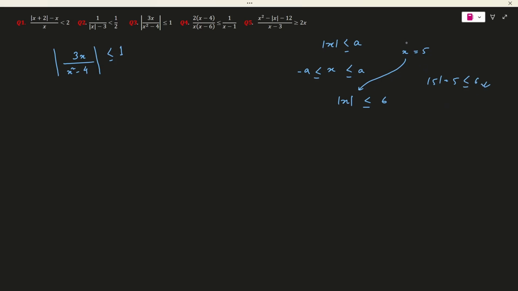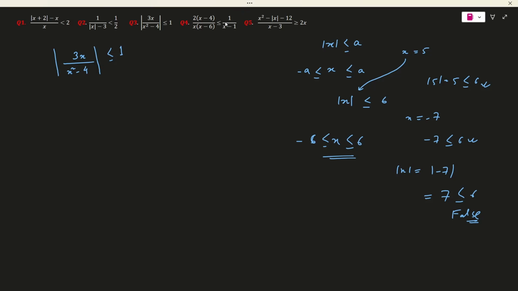But if you take x is equal to, suppose, minus 7, minus 7 is less than or equal to 6, which is true. But what about mod x? Mod x will be equal to mod 7, so this will give me 7, and 7 less than or equal to 6 is false. So x will be greater than or equal to minus 6 but less than or equal to 6. Okay, very simple.